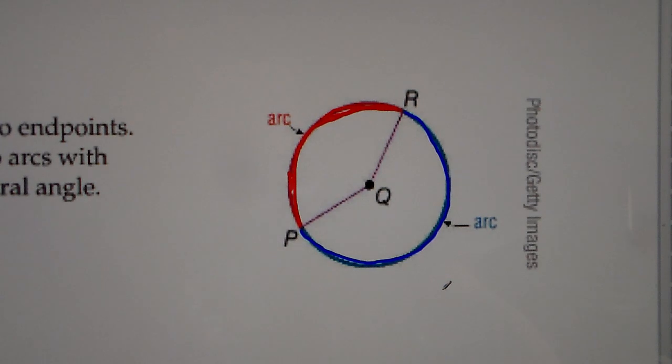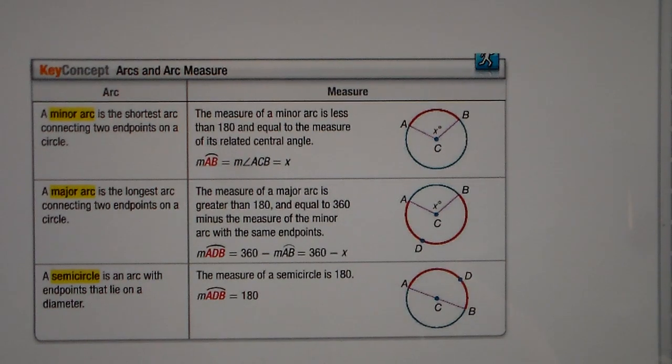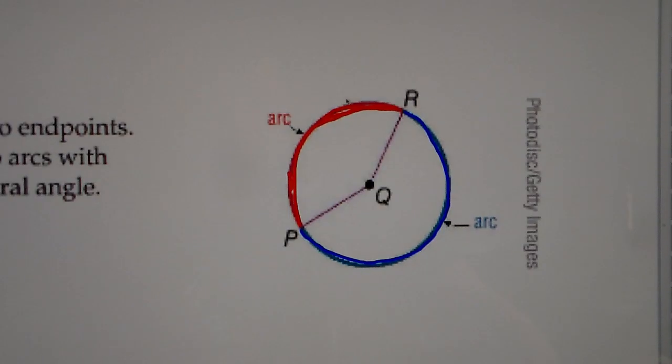That's why our naming is going to be very important, where we have two different names. One called the minor arc, which is the smaller red one. So the smaller one is called the minor arc. The bigger arc in our circle is going to be called the major arc.